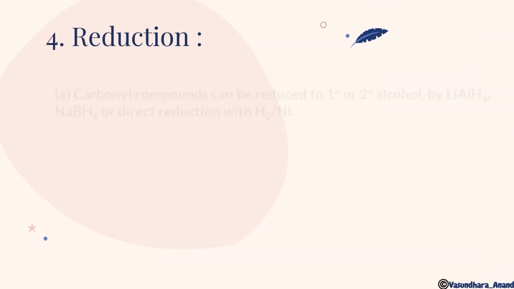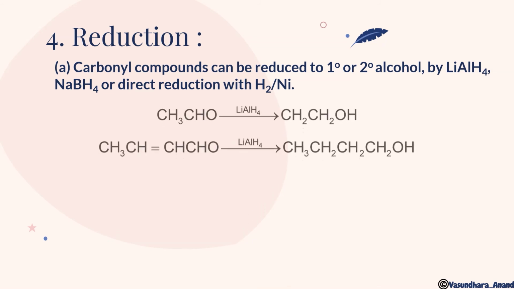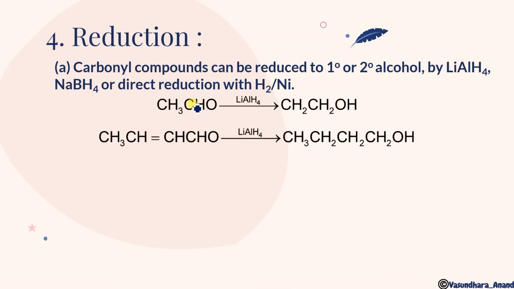Now next is reduction. Carbonyl compound can be reduced to primary or secondary alcohol by lithium aluminum hydride, by sodium borohydride, or direct reduction with H2/Ni. Carbonyl compound, if it is aldehyde, it will give you primary alcohol, and if it is ketone, it will give you secondary alcohol. Clear? So this is aldehyde. Aldehyde will undergo reduction to form primary alcohol. This is primary alcohol. Here also this is aldehyde. It will undergo reduction, and here it will give you CH2OH.